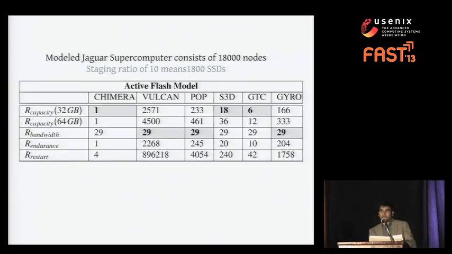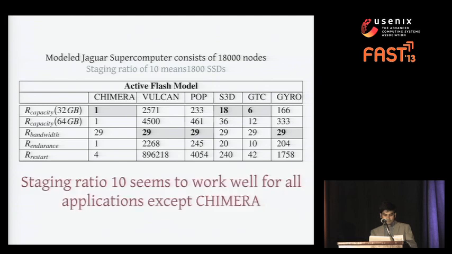So we did that analysis on the model, and it shows for different applications, Chimera, Vulkan, Pop, S3D, GTC, and so on, the numbers in gray are the minimum constraint. You have to have at least, for example, 18 in the S3D case. So for S3D, a staging ratio of 18 means 18 compute nodes go to one SSD.